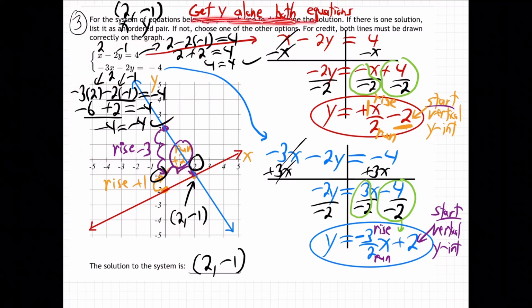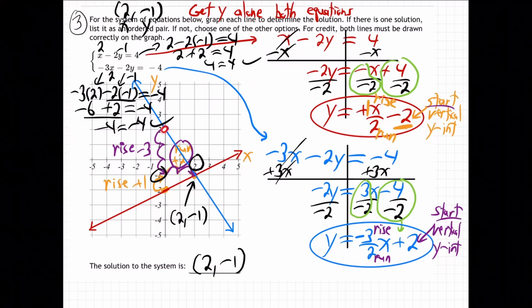So what do you do? You've got to get y alone in both equations. So I got y alone in the red equation, got y alone in the blue equation, and then we graph. We start with the number outside as our vertical y-intercept, and then do the rise over run for the slope. Graph them both. Be very, very careful as you're graphing.